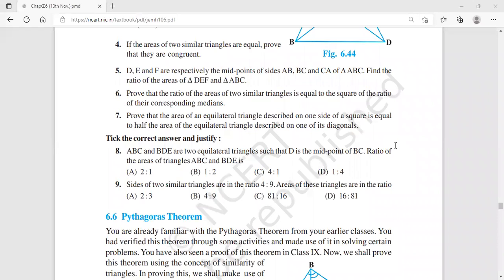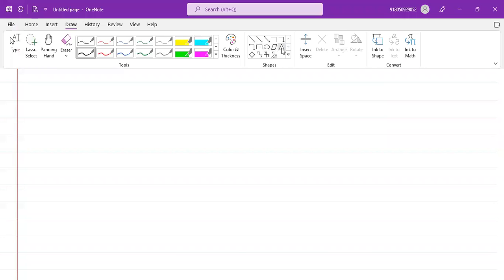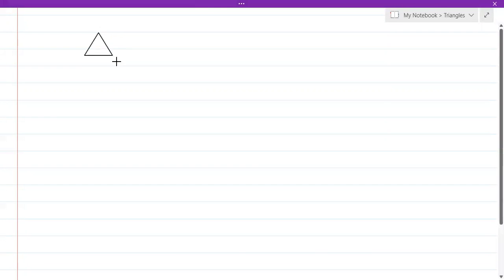The next question is: ABC and BDE are two equilateral triangles such that D is the midpoint of BC. So we have got two equilateral triangles again. We have to find the ratio of the areas of triangle ABC and BDE. So let's do that. First, what we have got is a triangle ABC. Let's draw a triangle.